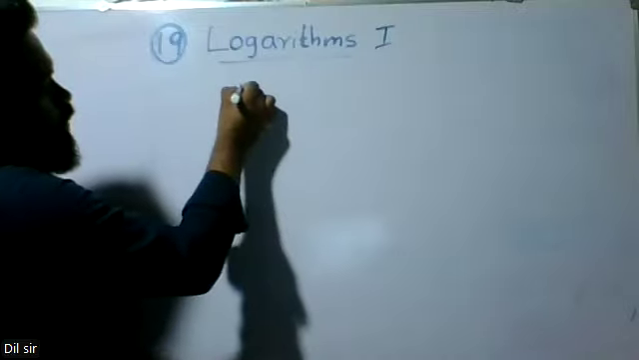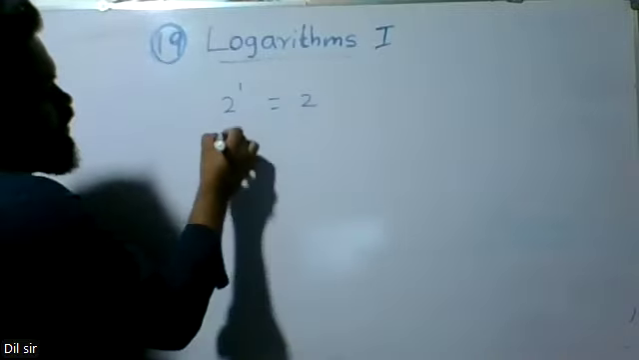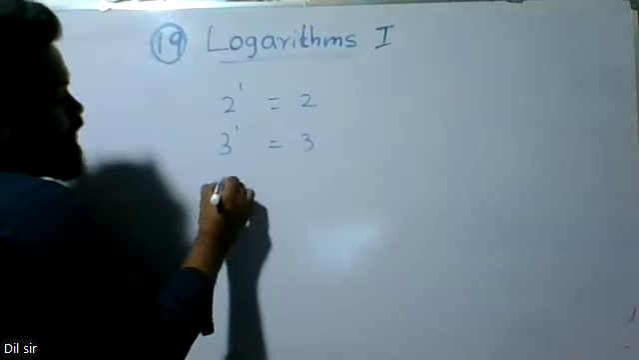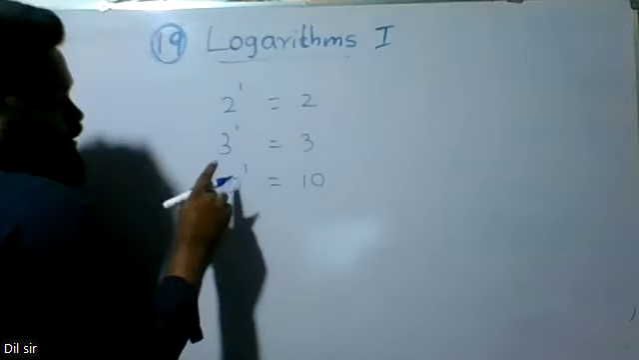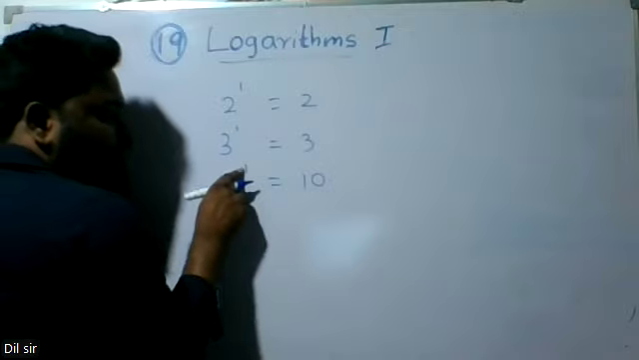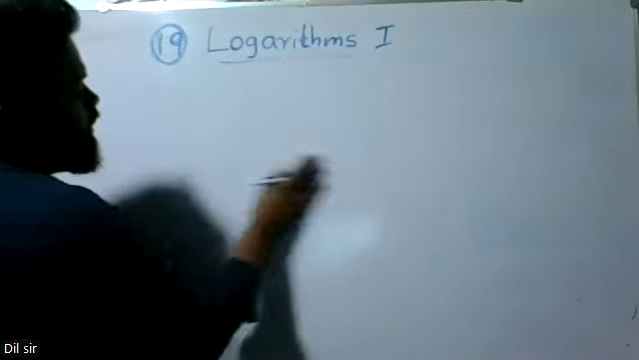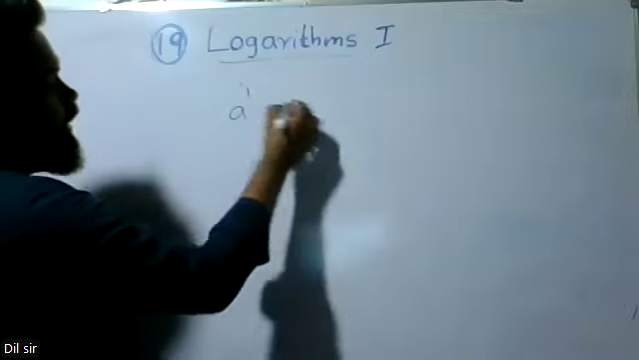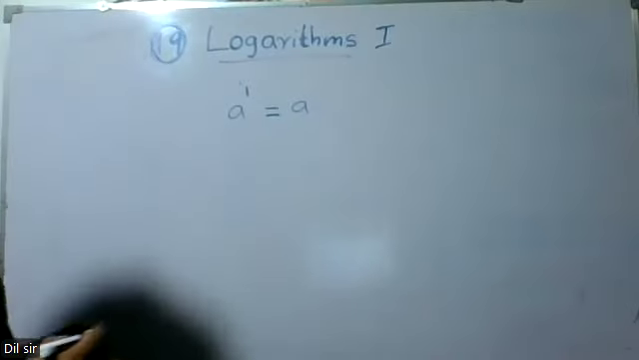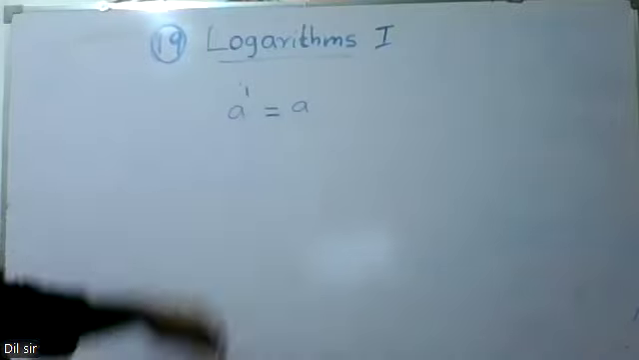2 to the power 1, what is the answer? The answer is 2. 3 to the power 1, the answer is 3. 10 to the power 1 is 10. If the index is 1, the answer is the same as the base value. Similarly, a to the power 1 is a. If the power is 1, the answer is a.